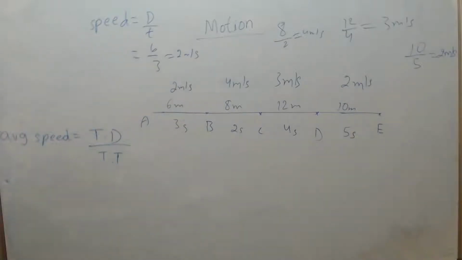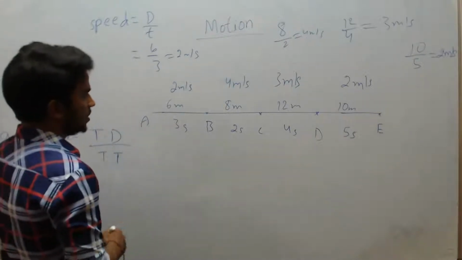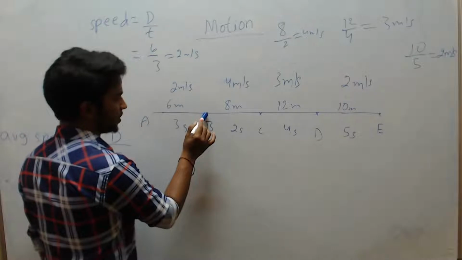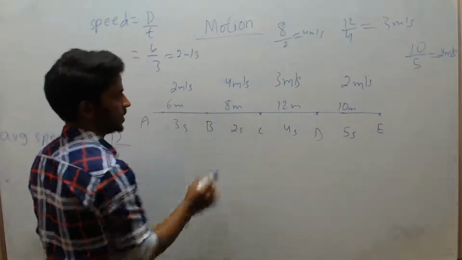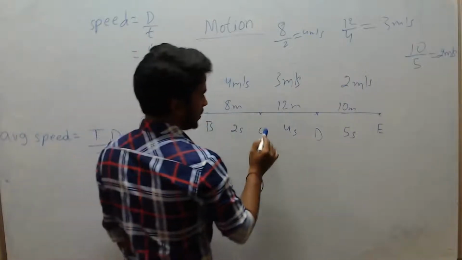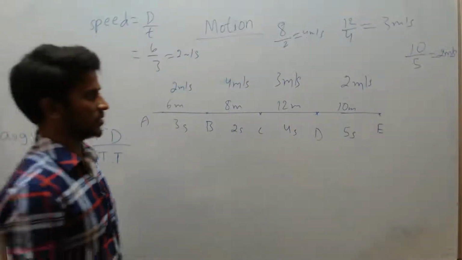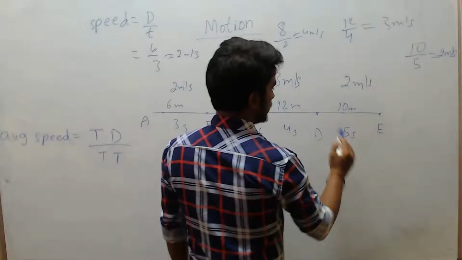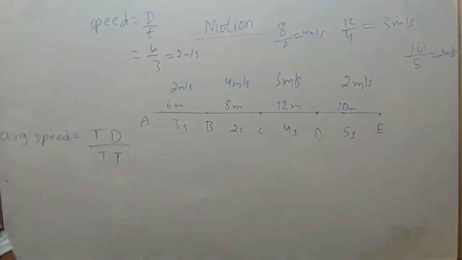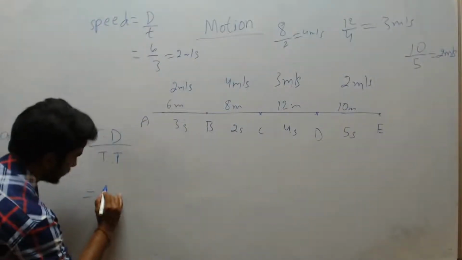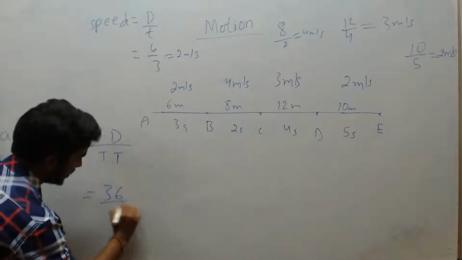Average speed means total distance traveled in total time taken. So now first, what is the total distance? See here, total is first A to B 6 plus B to C 8, that is 14. Then 14 plus 12 is 26. Next, 26 plus 10 is 36. So the total distance is 36.